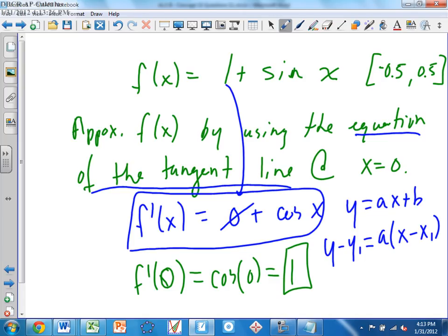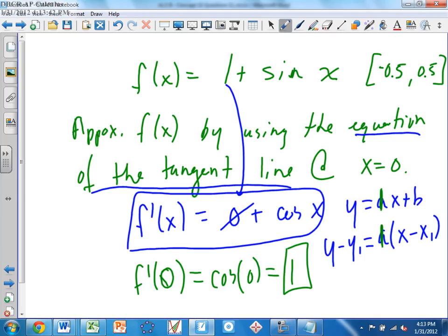The slope here at x equals 0 is simply 1. So that's what's going to go in for a, for my tangent line. So I know that this is going to be 1. Whether I use this point or this method or that method, it does not matter here. My tangent line slope is 1.